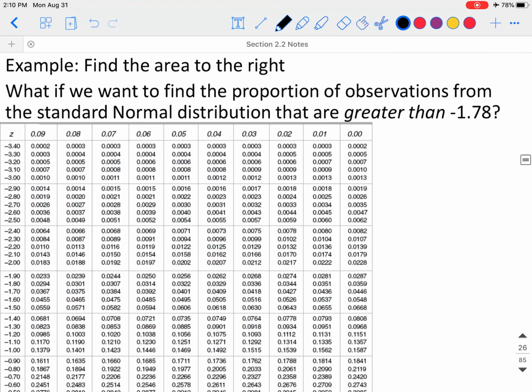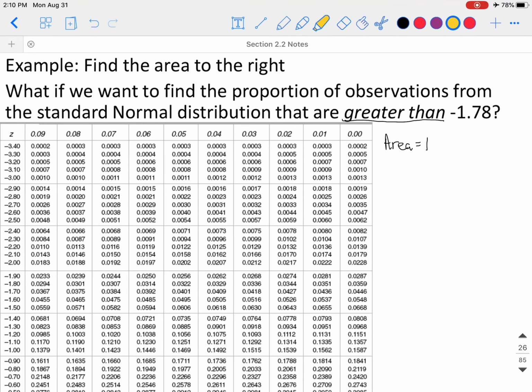Remember, this is only going to tell you about the values that go to the left or are less than. Now, if we need to find greater than, remember, under an entire curve is 100% or an area of 1. So if we need to find greater than, or the area to the right, we can take 1 minus the area to the left. So once again, we need to find the z-score first.